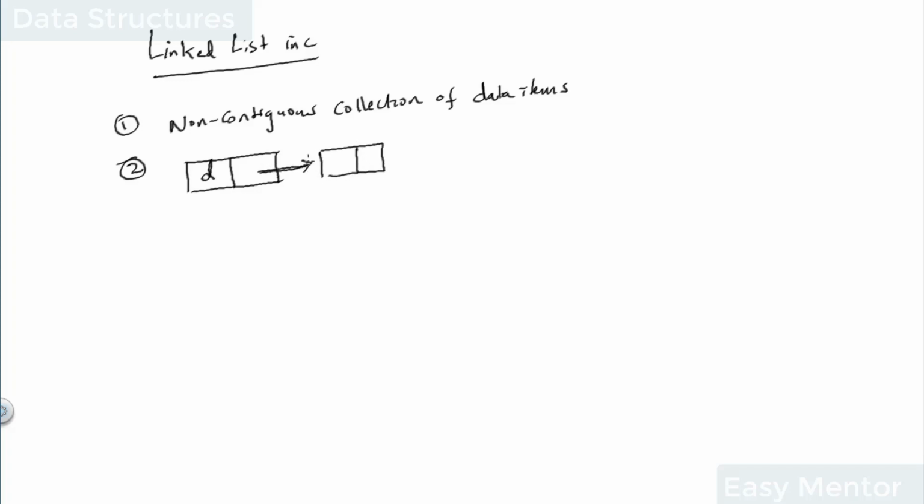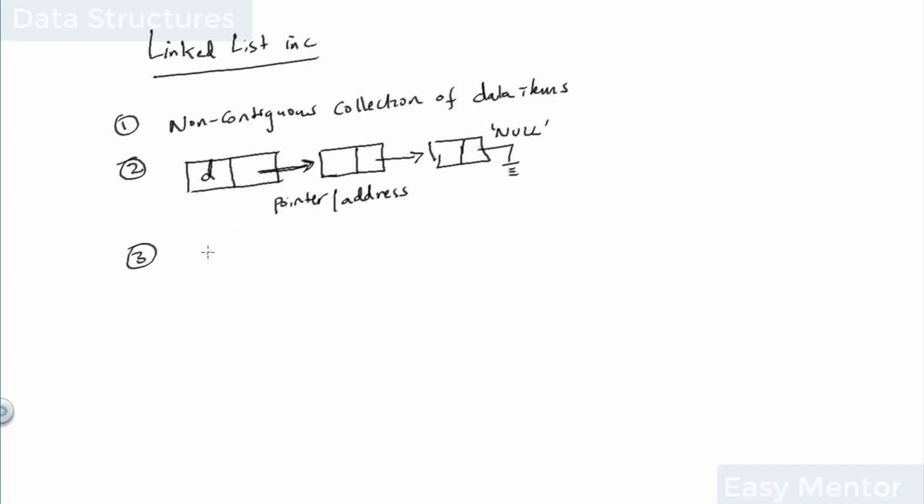This link is a pointer or address to the next node in the collection. This sequence can get arbitrarily long, and the last node of the sequence doesn't have a pointer to a node but has a specialized value called null to signify the end of the sequence.